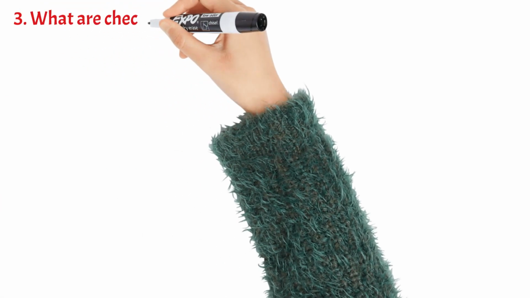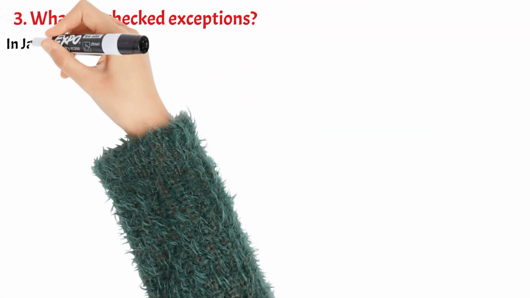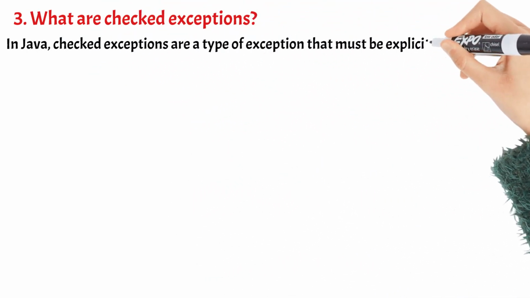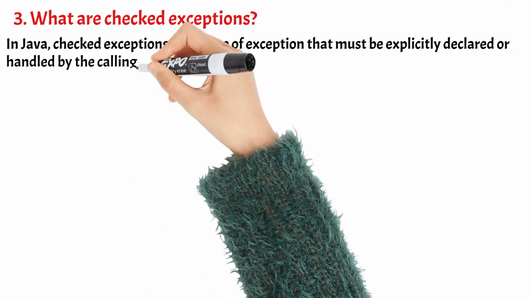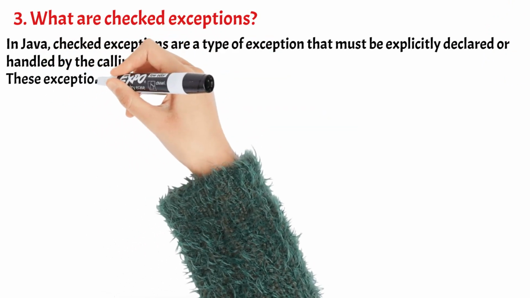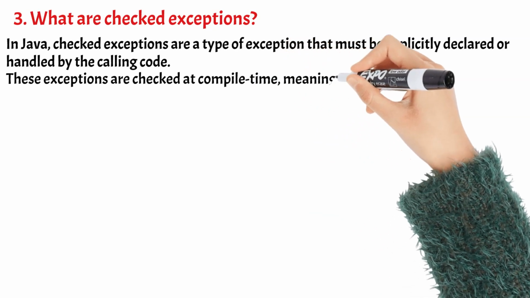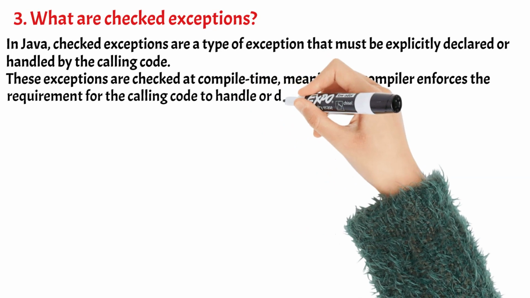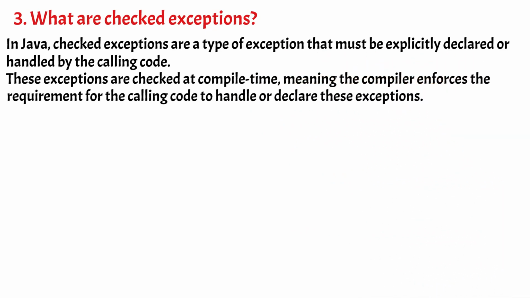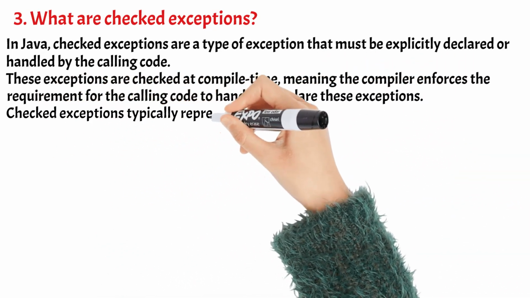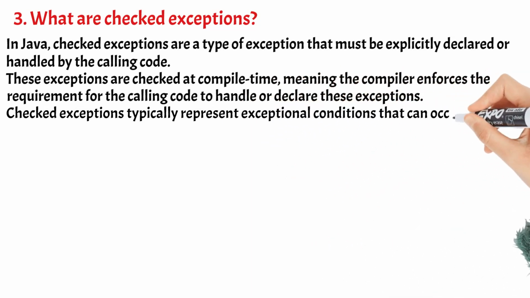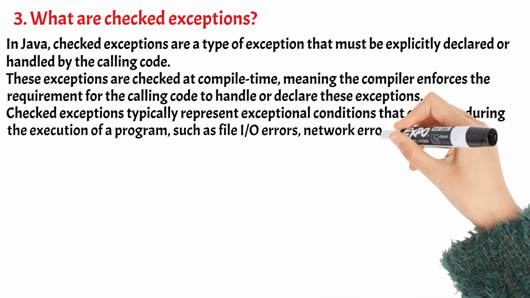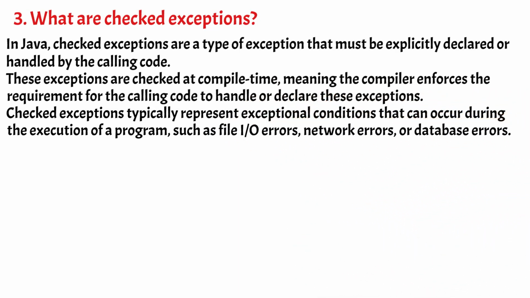3. What are checked exceptions? In Java, checked exceptions are a type of exception that must be explicitly declared or handled by the calling code. These exceptions are checked at compile time, meaning the compiler enforces the requirement for the calling code to handle or declare these exceptions. Checked exceptions typically represent exceptional conditions that can occur during the execution of a program, such as file I/O errors, network errors, or database errors.